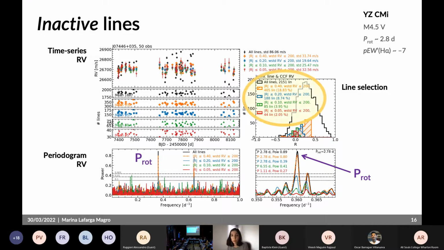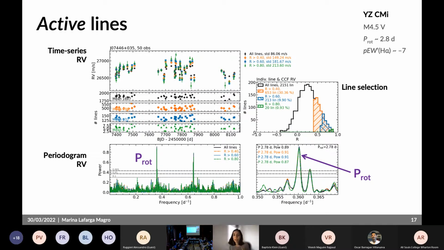I also wanted to quickly show that the number of lines we use here is very low. We went from about 2,000 lines at the beginning, using the whole spectral range, to only about 200 for the data set with the smallest scatter. That seems good because we remove the peak at the stellar rotation period, but again we are effectively discarding most of the spectra, which cannot be a good thing because we are losing lots of information. We just wanted to highlight that. And then I wanted to show that we can do the same, but now for the active lines.